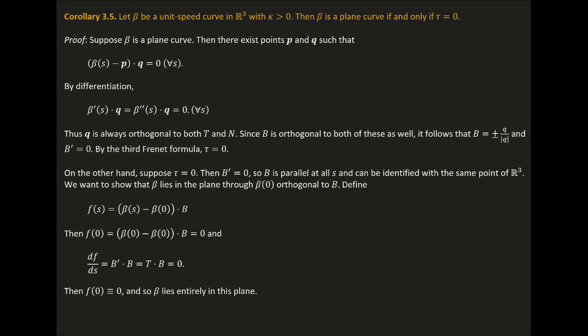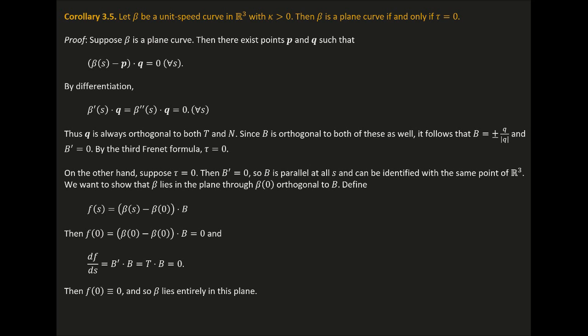By differentiating this equation that we've developed, we know that the term negative P dot Q will vanish under differentiation. So it must be that beta prime dot Q and beta double prime dot Q are both 0. Thus, Q is always orthogonal to both T and N. Well, the binormal B is also orthogonal to both T and N. So B must be in the direction of Q.